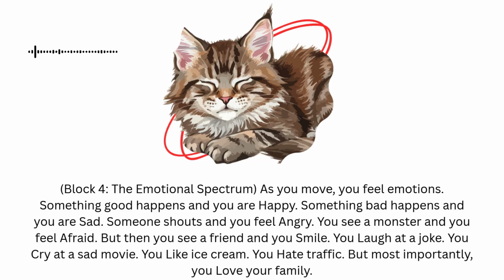Block 4. The emotional spectrum. As you move, you feel emotions. Something good happens and you are happy. Something bad happens and you are sad. Someone shouts and you feel angry. You see a monster and you feel afraid. But then you see a friend and you smile. You laugh at a joke. You cry at a sad movie, you like ice cream, you hate traffic, but most importantly, you love your family.